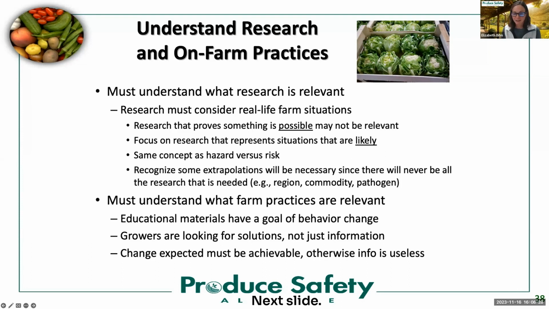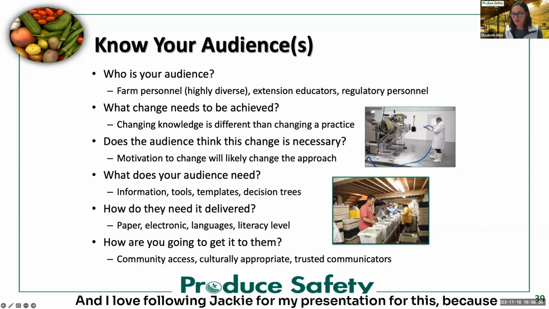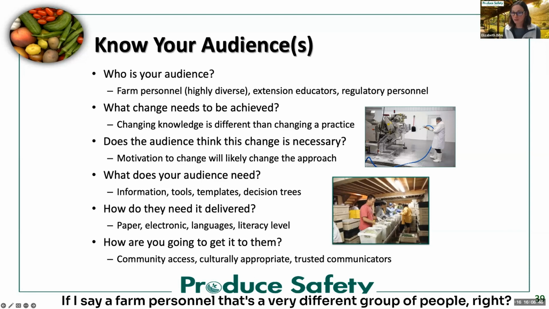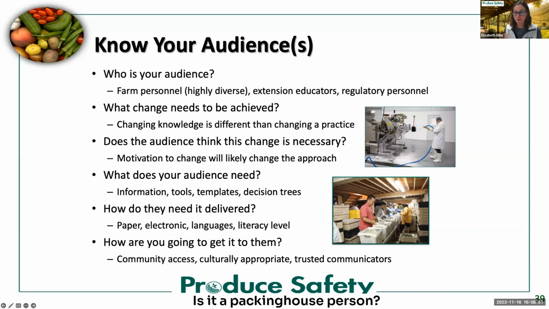How do we get to know our audiences? And I love following Jackie for my presentation for this because the culture of your audience is so important to what you're doing. But these questions are, who is the audience? If I say farm personnel, that's a very different group of people, right? Is it a field worker? Is it a manager? Is it a crew chief? Is it a packing house person? So you have to think about that. Maybe it's extension educators. PSA, we spend a lot of time focusing on PSA trainers and extension educators. We look for that multiplier effect, or as Jackie was saying, that synergy we can get. And of course, regulatory personnel.